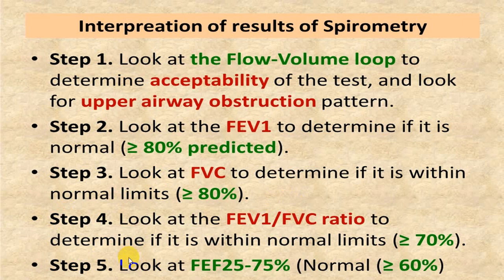And a good spirometry reading will also give you FEF, forced expiratory flow rate, between 25 to 75%. Normal is around 60%. And if it becomes less than 60%, even in the presence of normal FEV1, normal FVC and normal ratio, if this is abnormal, it goes in favor of small airway obstruction.